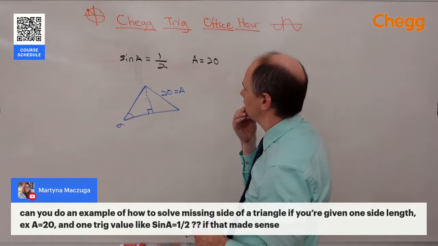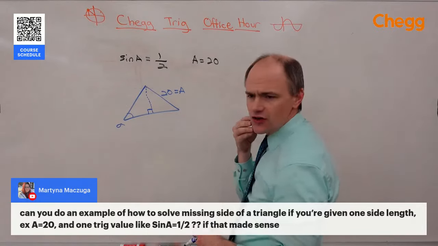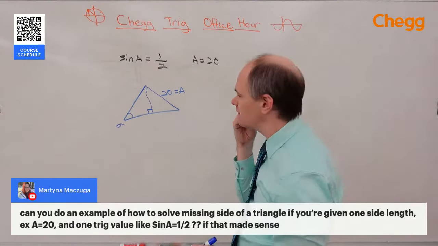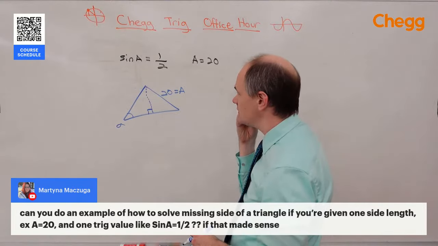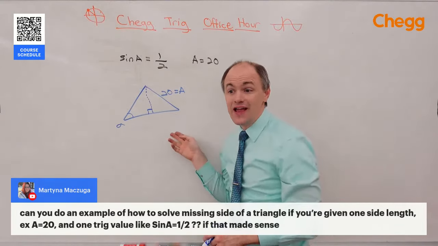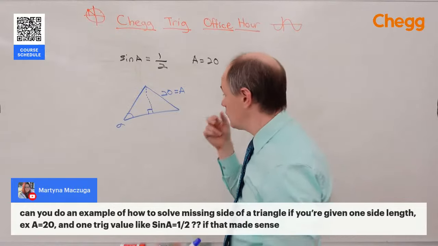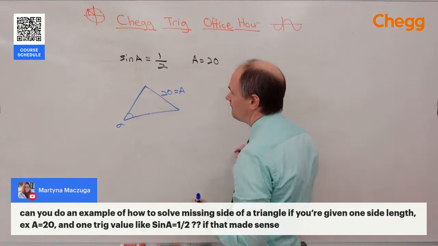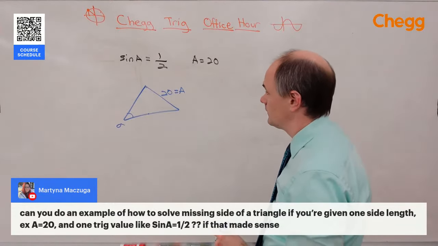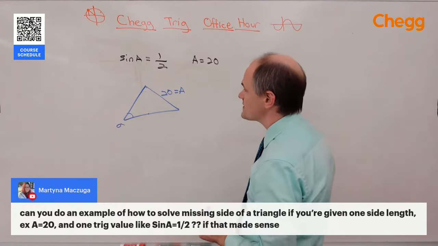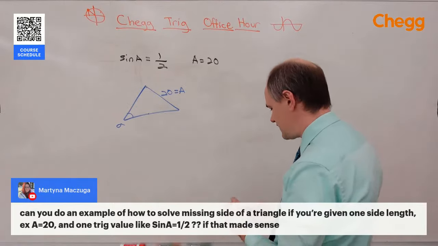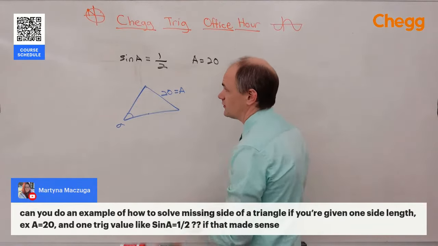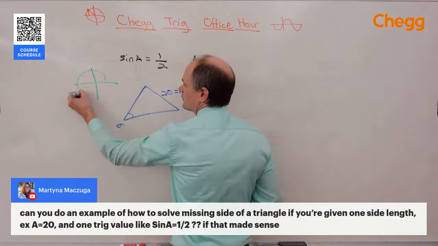How can we get at that? What are we solving for? Missing side of a triangle. Do we have another angle? If the problem gave me another angle, we could use the law of sines, which I think is what's missing here, is the other angle. So if I know that the sine of A is 1/2, I can figure out what A is from the unit circle. So I think about my unit circle.